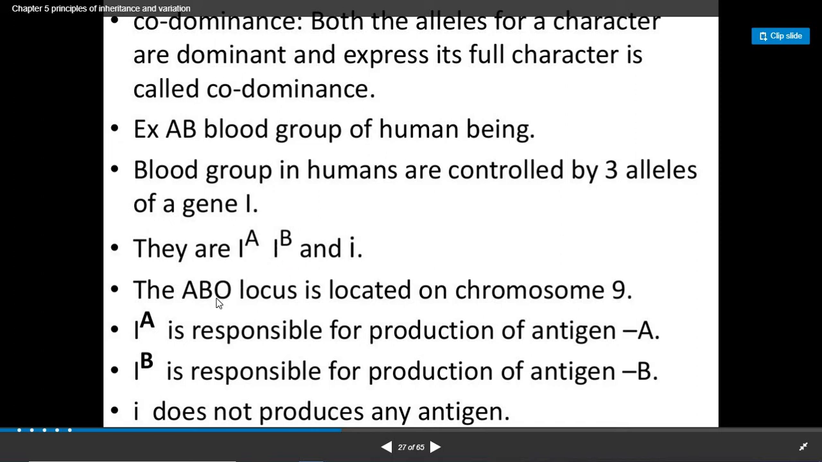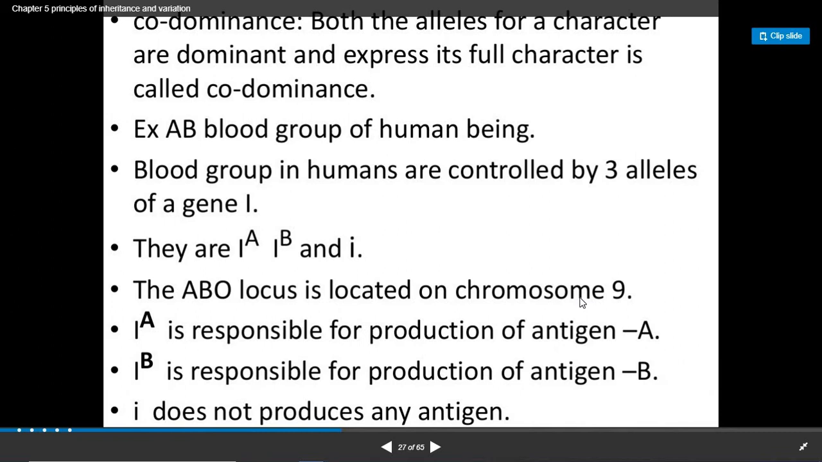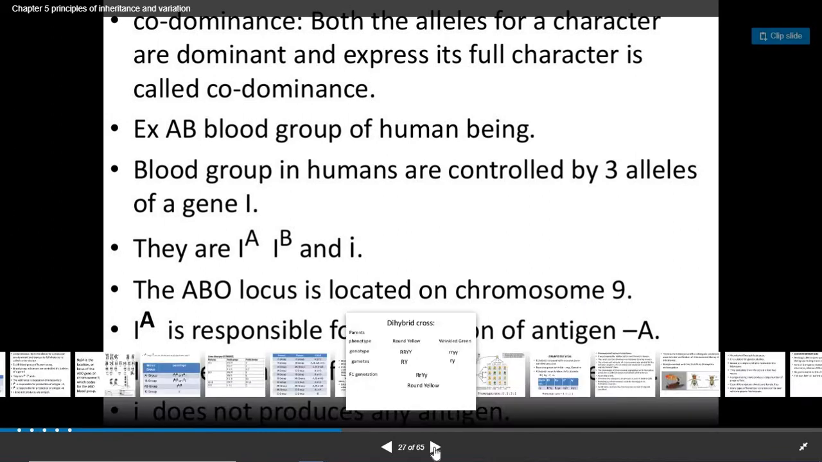Now the ABO locus is located on chromosome 9. Here IA is responsible for production of antigen A, which means this allele will code for blood group A. IB is responsible for production of antigen B, so this will code for blood group B. And small i does not produce any antigen, so this will code for blood group O.